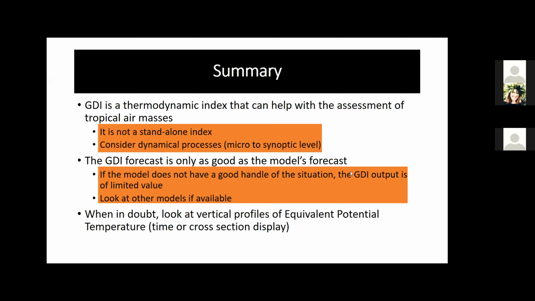So the GDI, as we've been describing, is a thermodynamic index. It's not a standalone index. You still need to consider dynamical processes as part of your forecast. And the GDI forecast is only as good as the model forecast. So don't come out saying that the GDI is not working. Maybe the forecast that you got from the model, the position of the upper level trough, or the moist plume that came with it wasn't well defined in the model output. But for the most part, it will do very good.